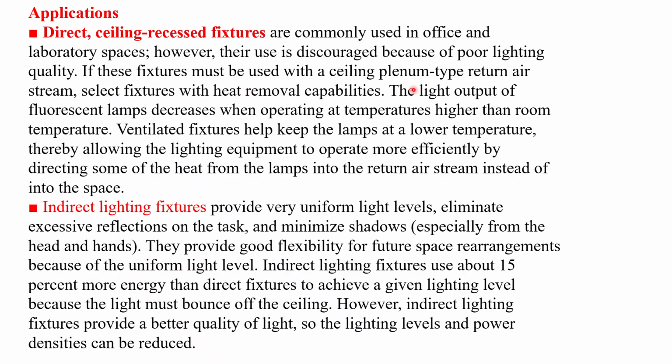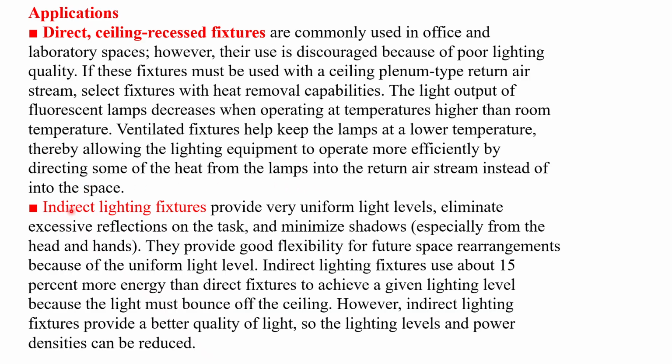This is known as a chilled beam system. The light output of a fluorescent lamp decreases when operating at temperatures higher than room temperature. Ventilated fixtures help keep the lamps at a lower temperature, thereby allowing the lighting equipment to operate more efficiently by directing some of the heat from the lamp into the return air stream instead of the space.